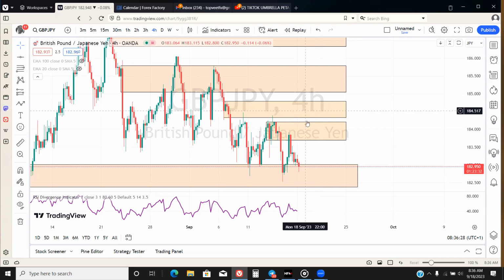Now, I believe that at this price, 184.00 or 184.70 or 185.50, those are the three areas that you should be looking for a sell opportunity on GBPJPY.